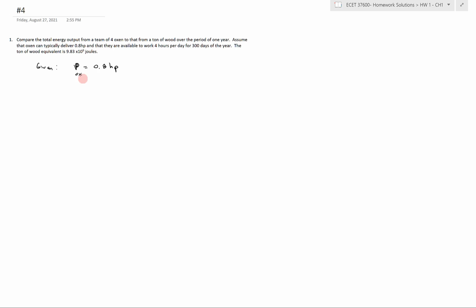We also want to know how much time the oxen are able to work for. That was given to us in kind of a roundabout way. 300 days per year. So every year they can work 300 days. But they can't work the full day, they get tired. So 4 hours per day was given to us. A little bit roundabout, but we can see that that's going to allow us to calculate the number of hours per year the oxen are available for, and that's just 1,200 hours.